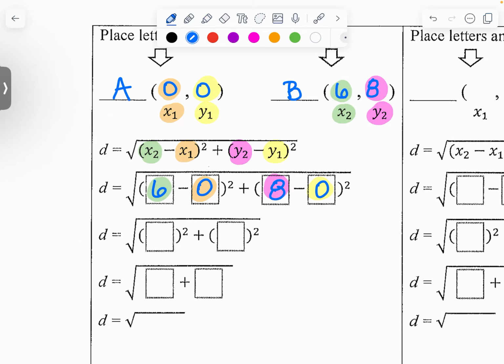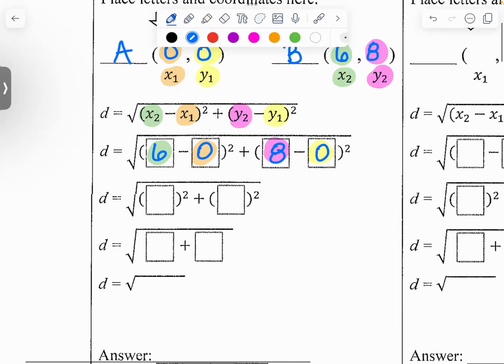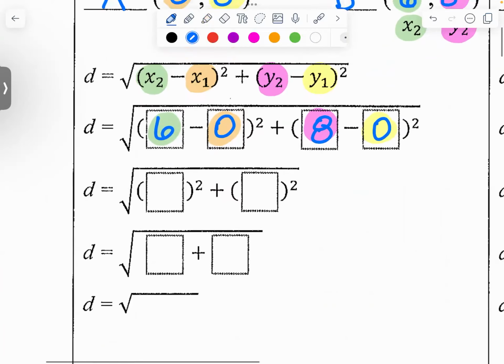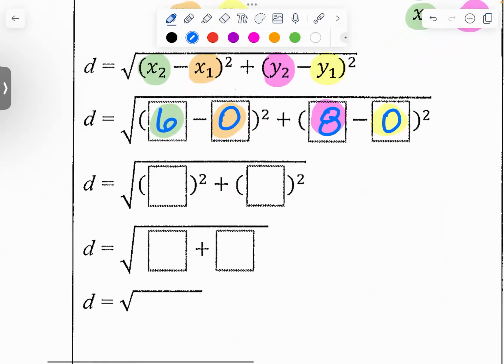Okay. Now we do, what is 6 minus 0? So 6 minus 0 is 6. So we're going to write that here. And 8 minus 0 is 8. We're going to write that here. 36 and 64. Do you agree with Tony?